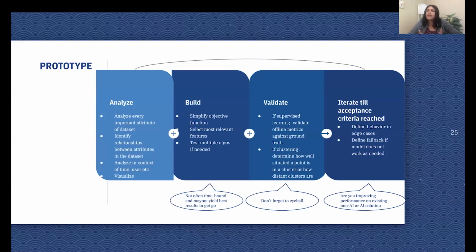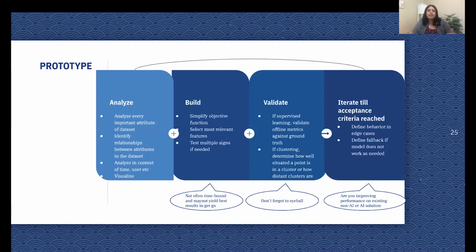You start by looking at the data. You look at every attribute of the data in isolation. You look at relationships between different attributes in the data. You analyze the data in context of time, users, and other entities. And then you visualize. What you're trying to do here is to identify patterns. That's super important in any AI incubation.